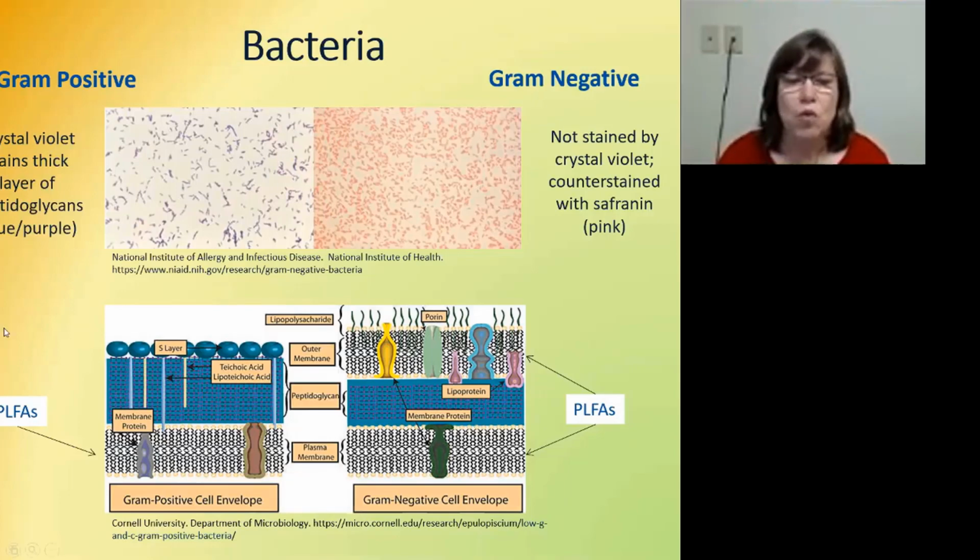So the reason that this stained is, look on the bottom here, the gram-positive cell envelope has a thick layer of peptidoglycans, which would take in the crystal violet, whereas the gram-negative bacteria had two phospholipid bilayers. They had one on the outside and then a thinner layer of peptidoglycans and then another phospholipid bilayer. So these were the two groups of bacteria.